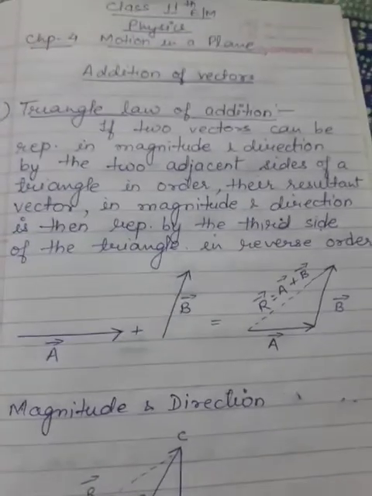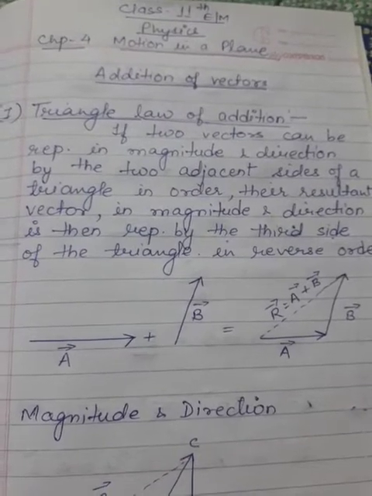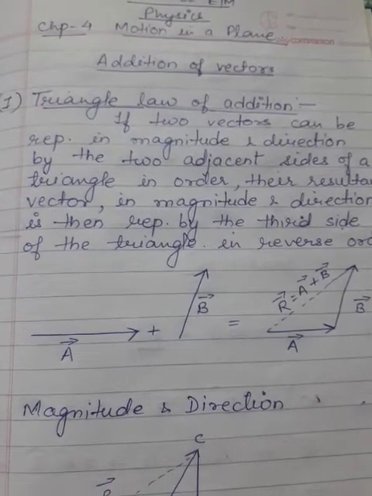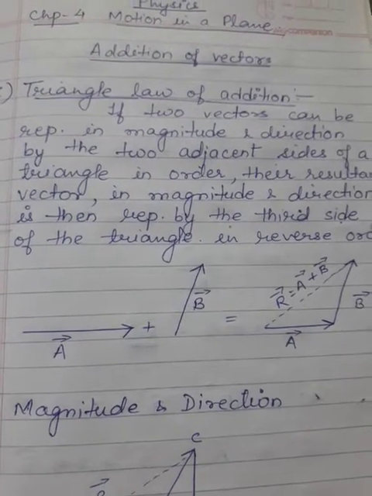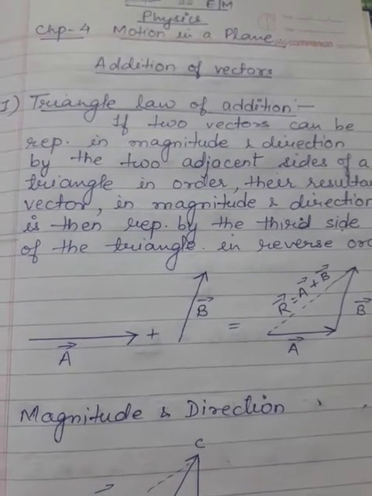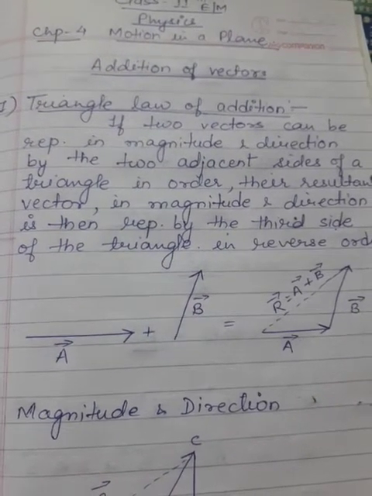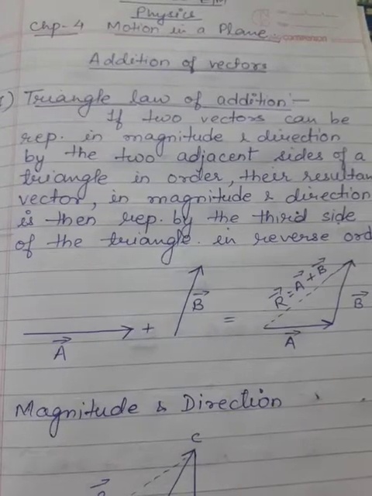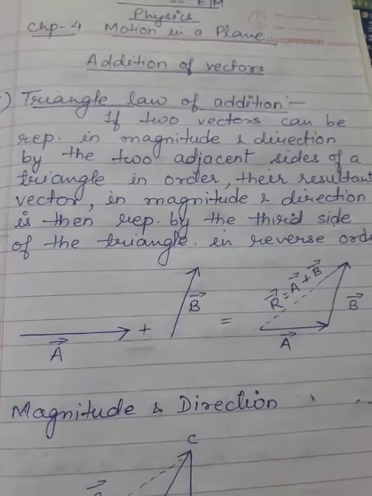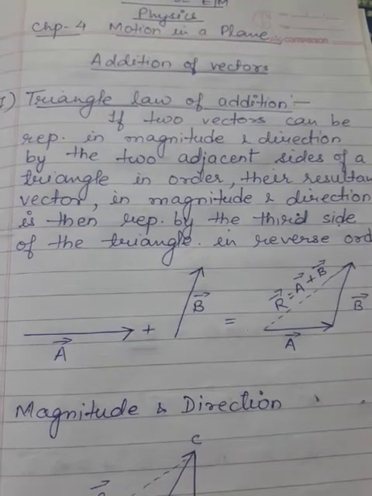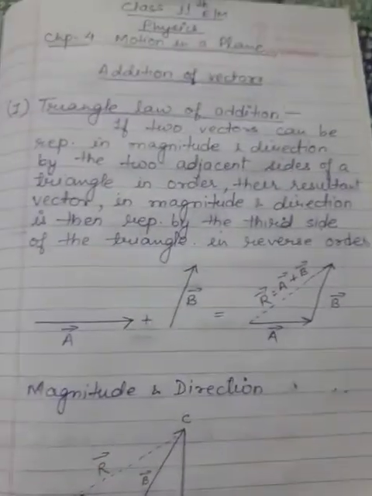We are continuing with our lesson 4, Motion in a Plane. In your yesterday's class, you learned about how vectors are represented and what the types of vectors are. Today we are going to start with addition of vectors. There are three laws for addition of vectors: the triangle law of addition, the parallelogram law of addition, and the polygon law of addition. But we are starting with the first law.